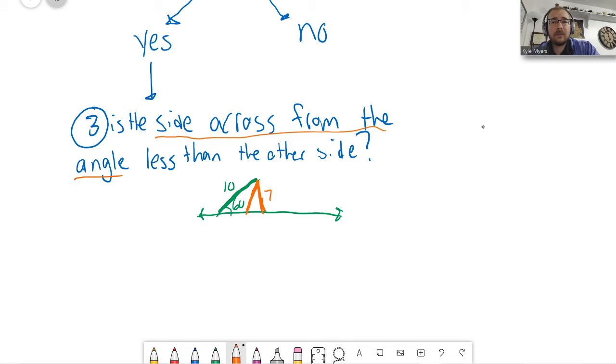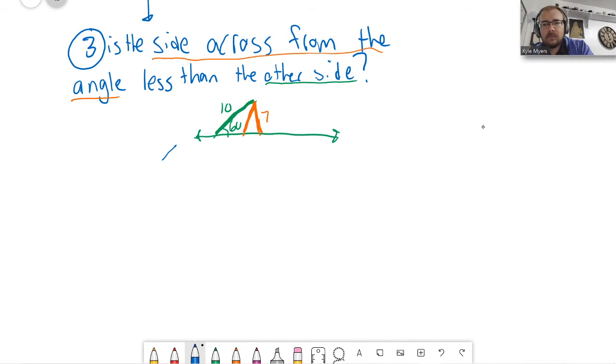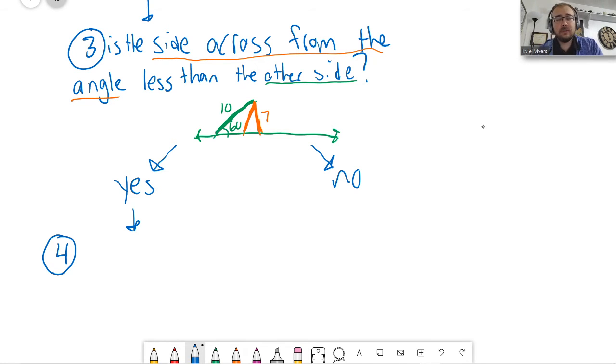Is the side across from the angle less than the other side? Right, so other side. Okay, and then of course this is also a yes or no question. So it's either yes or no. So yes, we move on. No, we don't. Okay, and the last step. So there's actually 4 steps. Okay, so we do potentially have 2.